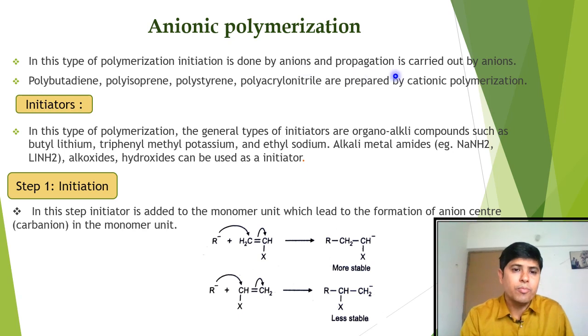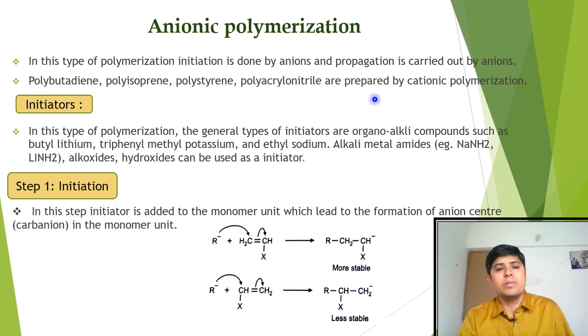For example, polybutadiene, polyisoprene, polystyrene and polyacrylonitrile are some polymers that are prepared by anionic polymerization.